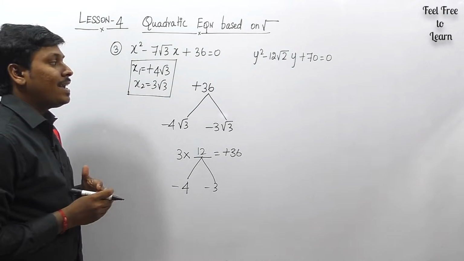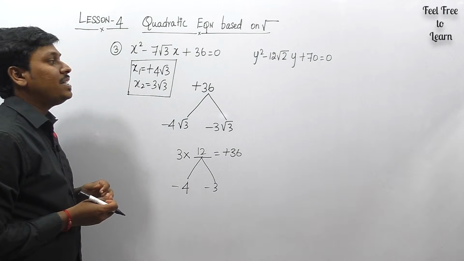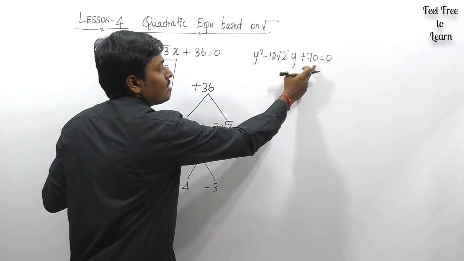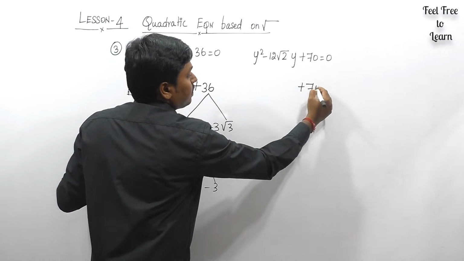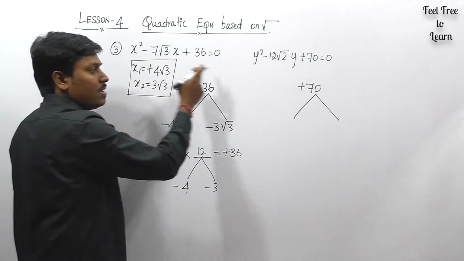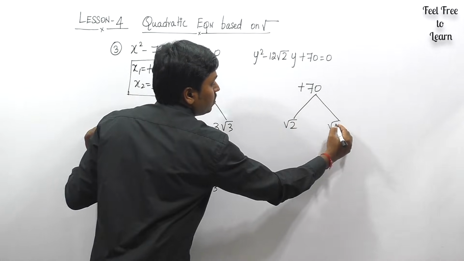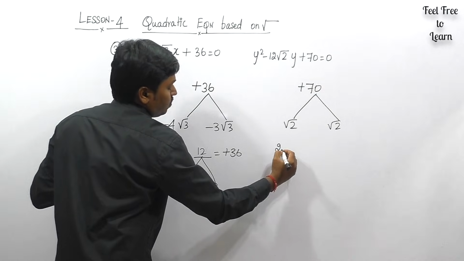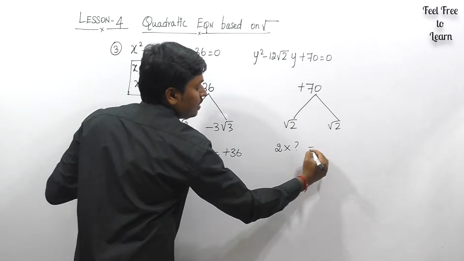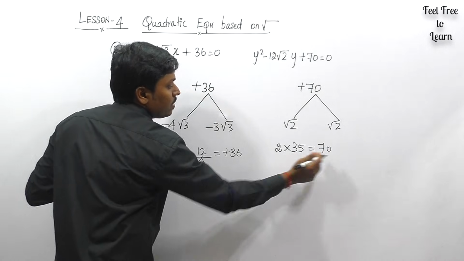So let me move on to the second expression, that is y square minus 12 root 2 y plus 70 is equal to 0. Before y square there is no constant. So first of all, concentrate on this number 70. Similar to this case, where we concentrated on the coefficient of x, similarly concentrate on the coefficient of y. So here it is root 2. Root 2 into root 2 will be 2. So the number that we are going to multiply with 2, the resultant should be 70, right? So we can easily guess the question mark should be 35, because 35 into 2 will be 70.